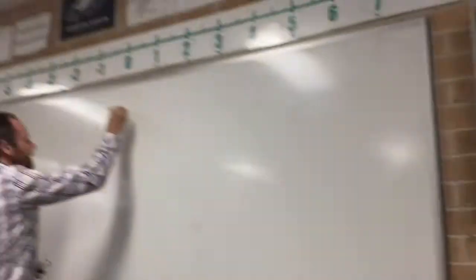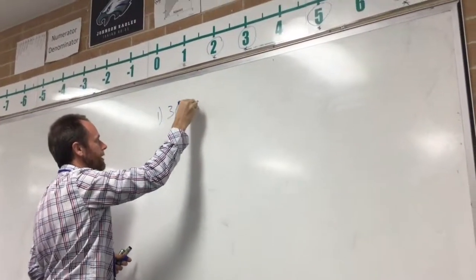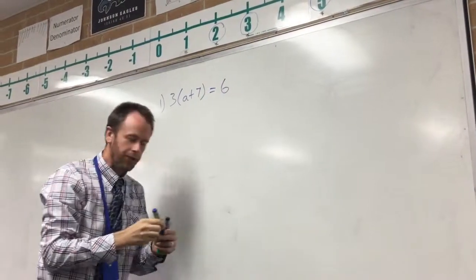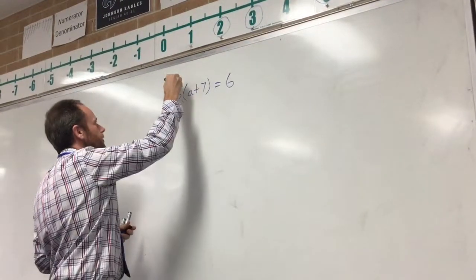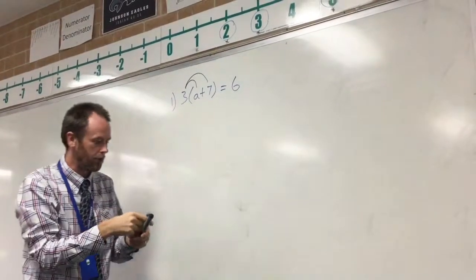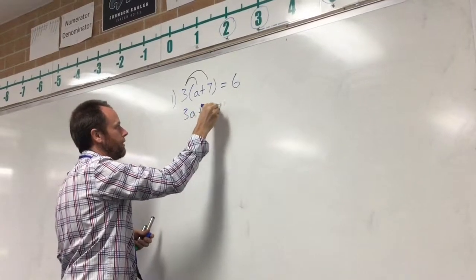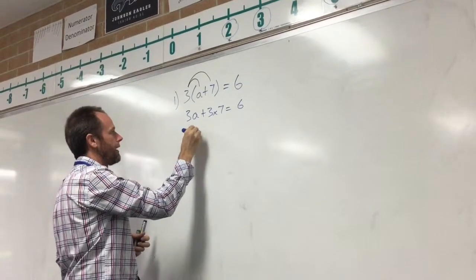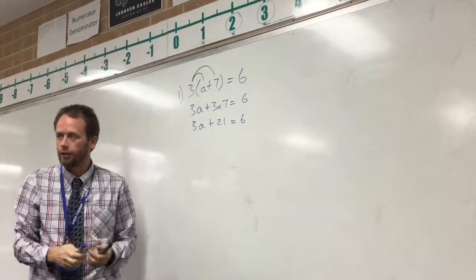Example 1 has 3 outside of a plus 7, close brackets, is equal to 6. As I said, it's just the work we've already been doing, expand the brackets. So you should realise straight away we use our distributive law to expand these brackets. You end up with 3a plus 3 times 7, I'll just keep it like that for now. Once you do that, 3a plus 21 equals 6. So I've just simplified a little bit.